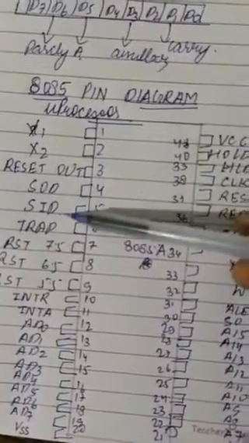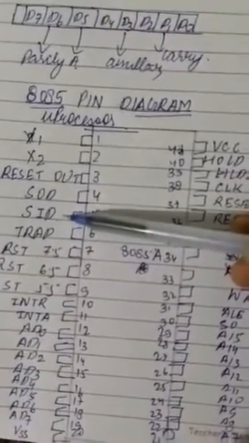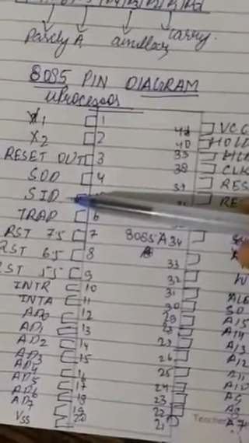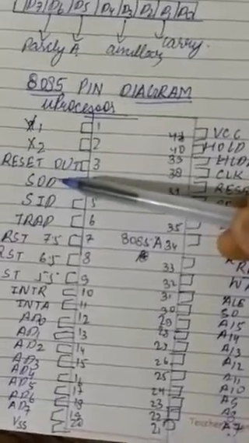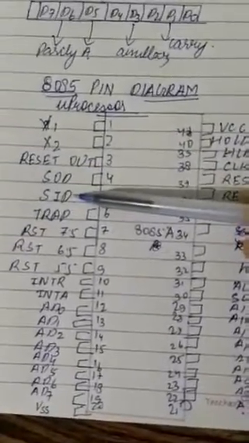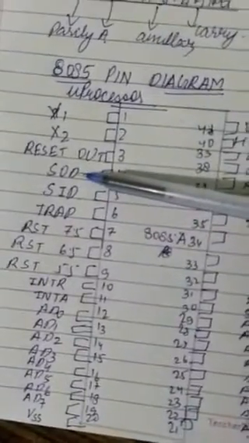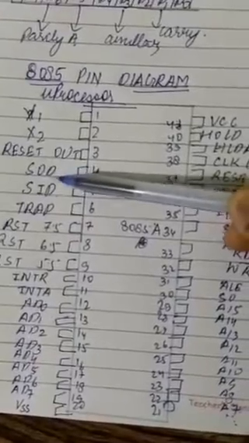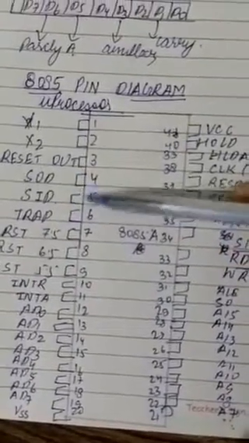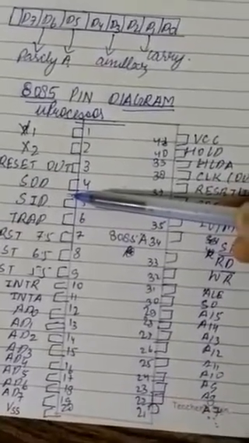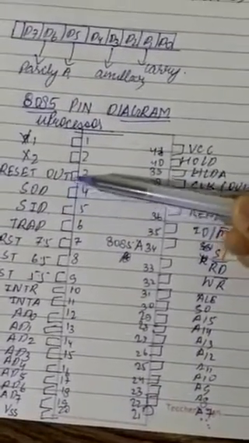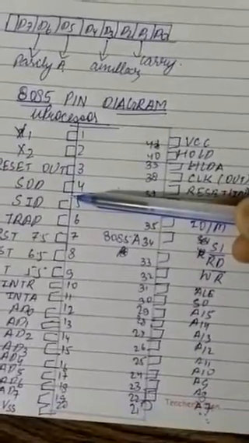So what are SOD and SID? These are the serial data output and serial data input. SOD stands for serial data output and SID stands for serial data input. Whatever the user is typing will be in the form of serial data. If it is serial data input, then it will be taken from pin number 5. If the output is to be given out, then the output will be from pin number 4 of the microprocessor.